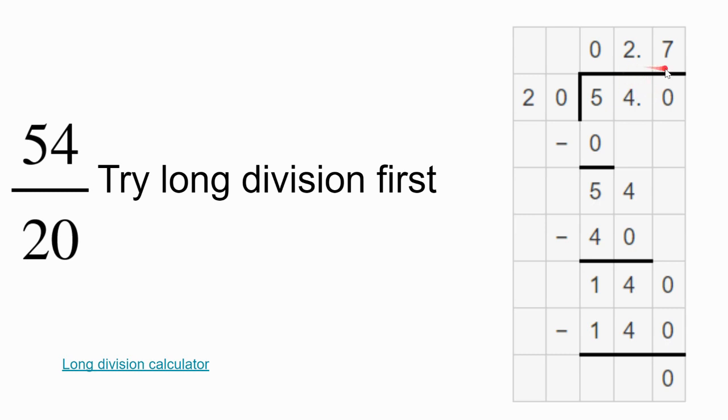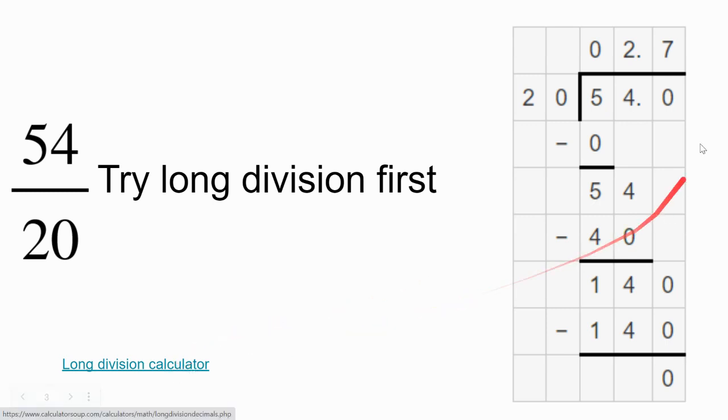So that is 2.7 because 20 goes into 54 two times. 2 times 20 is 40. 54 minus 40 is 14. 20 goes into 140 7 times. 7 times 20 is 140. Okay. So the decimal for 54 over 20 is 2.7.